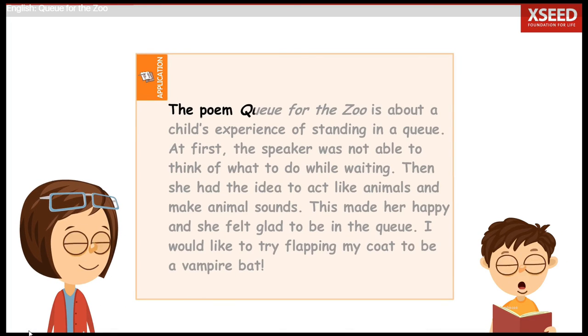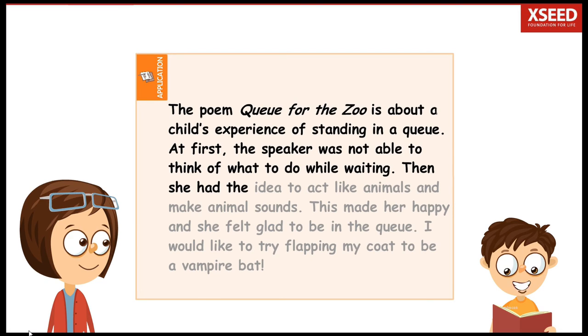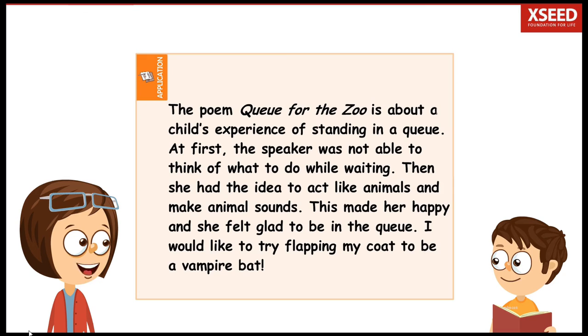The poem, Queue for the Zoo, is about a child's experience of standing in a queue. At first, the speaker was not able to think of what to do while waiting. Then she had the idea to act like animals and make animal sounds. This made her happy and she felt glad to be in the queue. I would like to try flapping my coat to be a vampire bat. Well done, Sid.